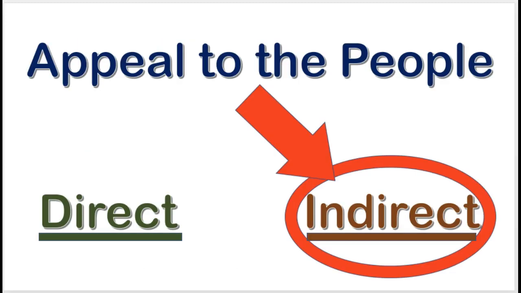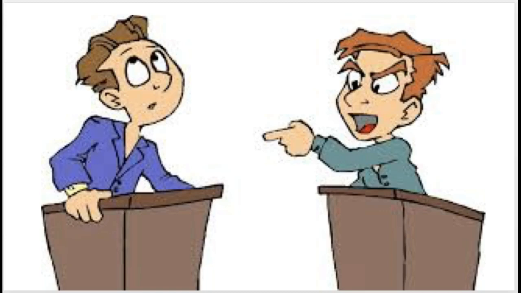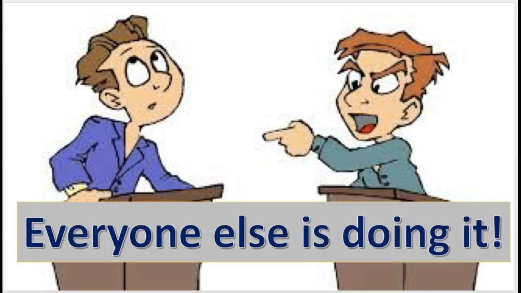Next is the indirect form of the appeal to people fallacy, which is the argument that you should do this or you should do that because everyone else is doing it.